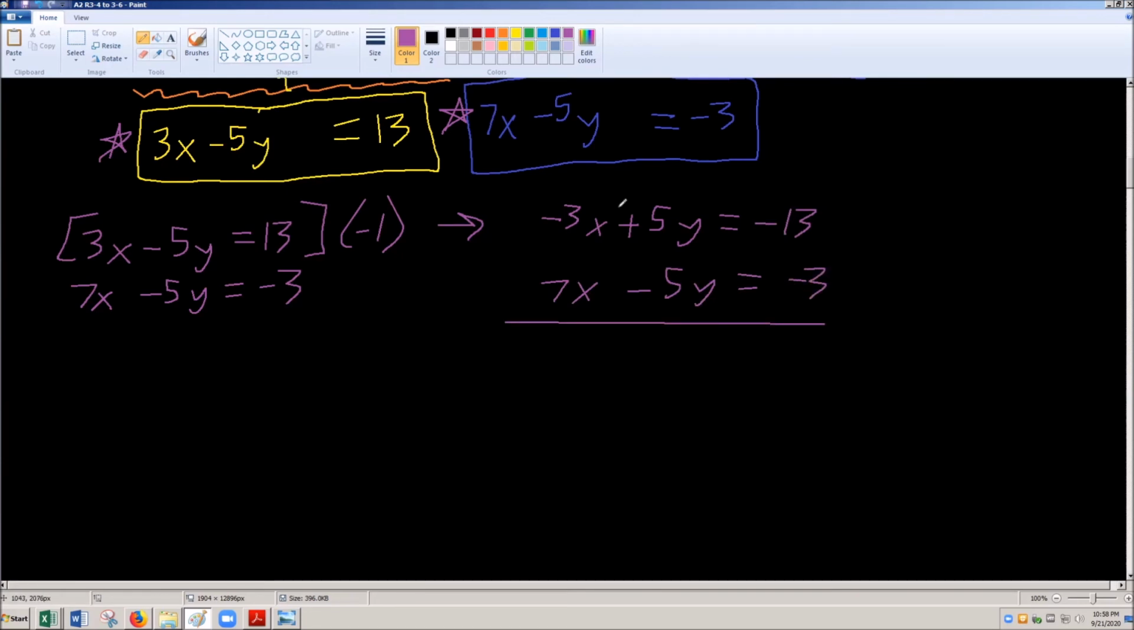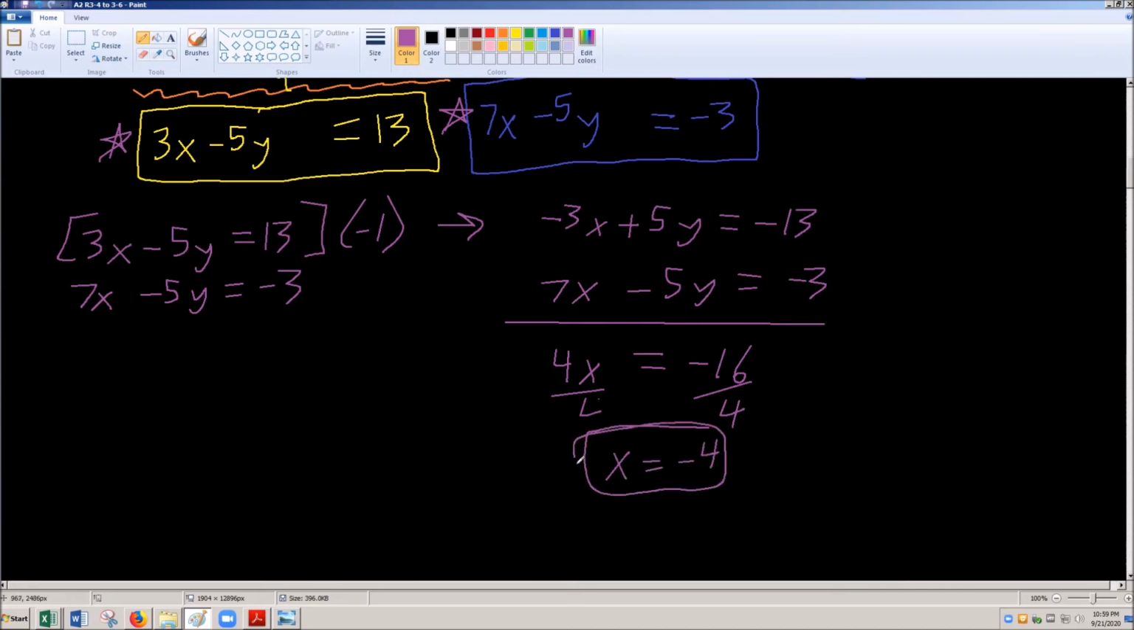From here, I'm going to add the things up. So I have -3 and 7 gives me 4x. Here, these are going to cancel off. And now I'm going to get equals -16. From here, I solve for my x value by dividing by 4, dividing by 4. So I get x equals -4.